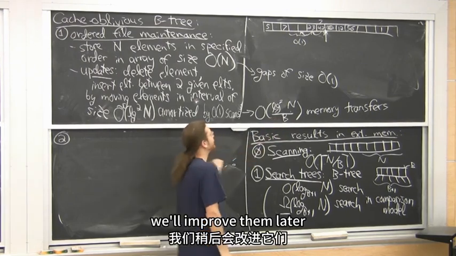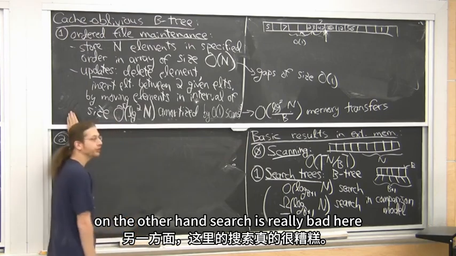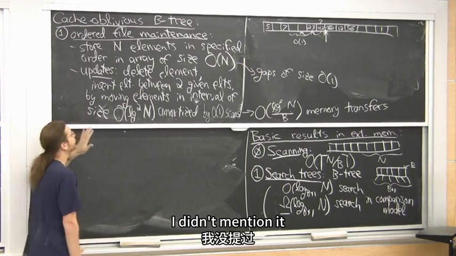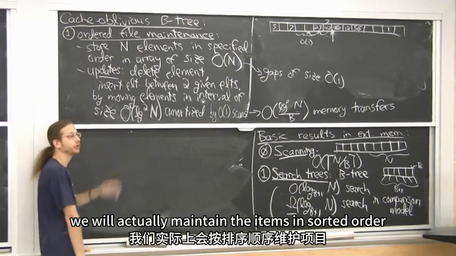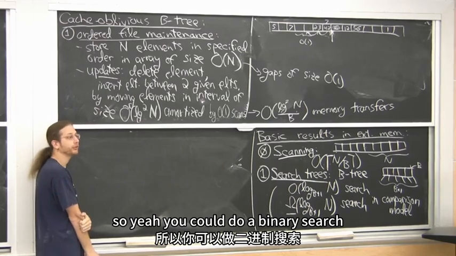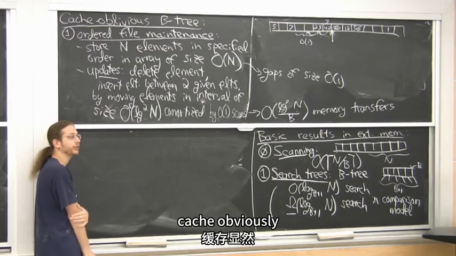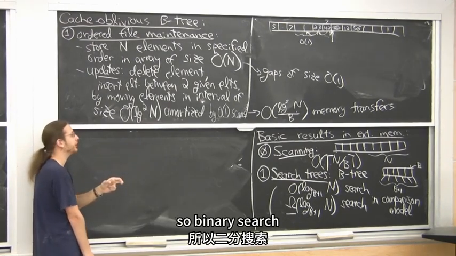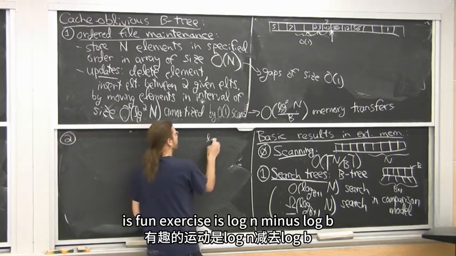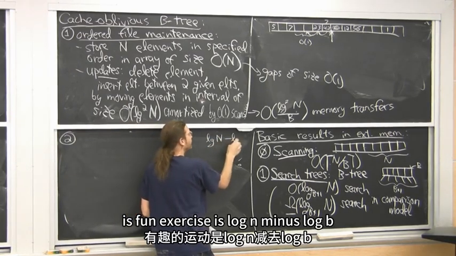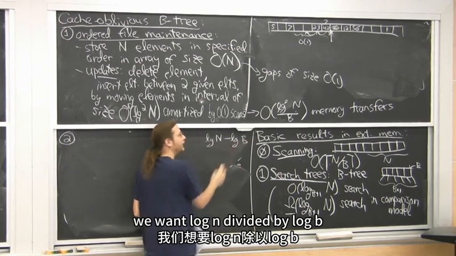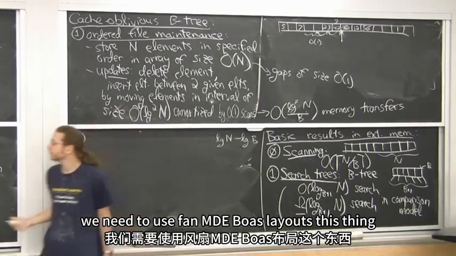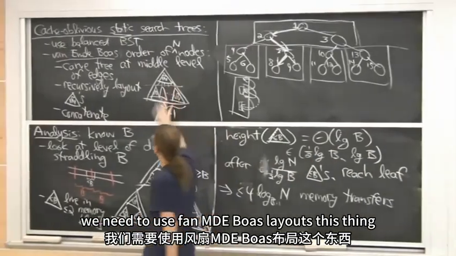We'll improve them later. On the other hand, search is really bad here. I mean, we're maintaining the items, I didn't mention it, but we will actually maintain the items in sorted order. So yeah, you could do a binary search, but binary search is really bad cache obliviously, because most of the time you'll be visiting a new block until the very end. So binary search, it's a fun exercise, is log n minus log b. We want log n divided by log b. So we can't use binary search. We need to use Van de Boas layouts, this thing.